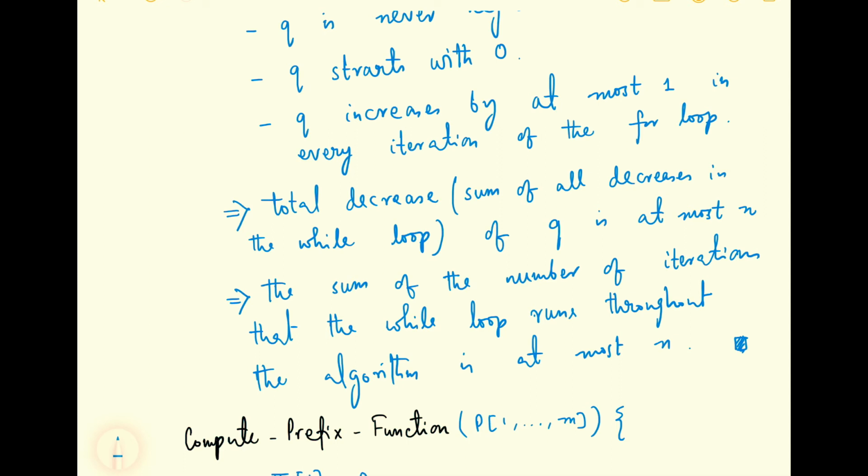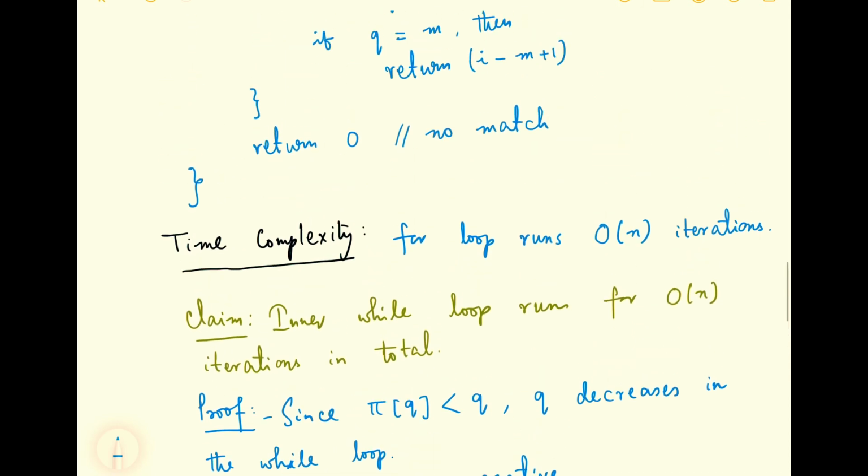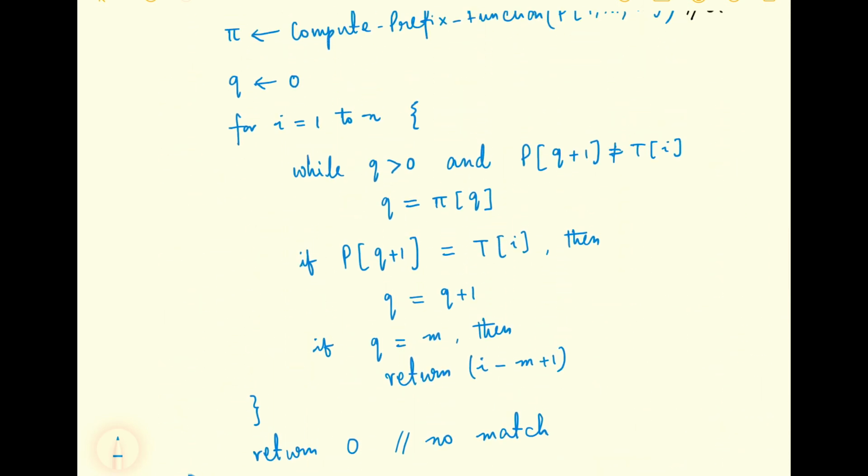So this shows that the total decrease of q is at most n, and in every iteration of the while loop, q must decrease. So the number of iterations that the while loop runs throughout the run of the algorithm is at most n. So this shows that this for loop and this while loop, this part of the computation in the Knuth Morris Pratt algorithm, takes order n time.